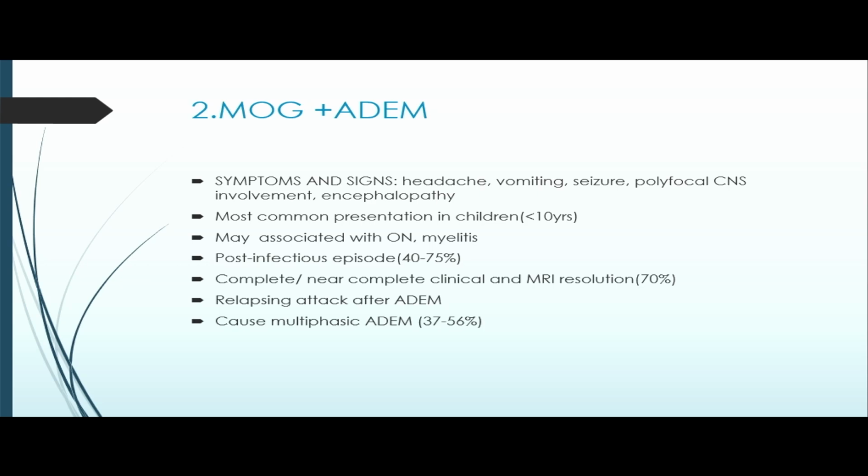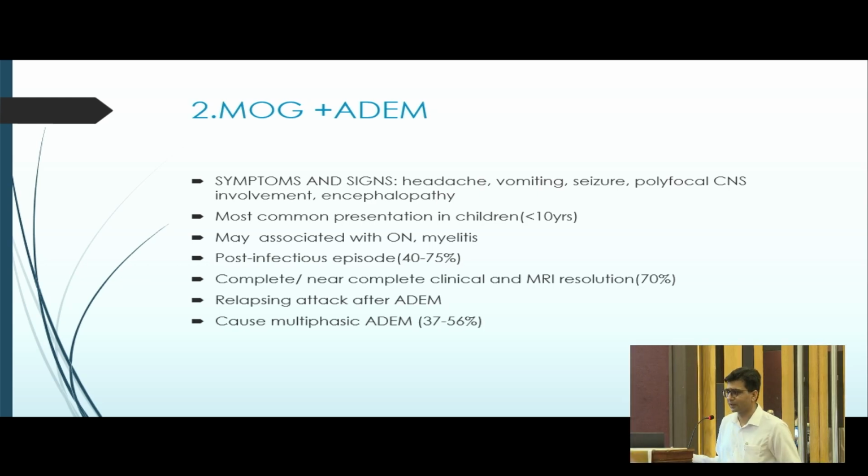So MOG plus ADEM is another phenotype. Generally patients present with headache, vomiting, seizures, features of encephalopathy, and multiple focal involvement in the form of weakness, sensory involvement, or sometimes even altered sensorium. It most commonly presents in children, sometimes associated with optic neuritis or myelitis. Post-infectious episodes are quite common in MOG-ADEM, like in our case 1, where the patient developed MOG plus ADEM after a post-viral infection.